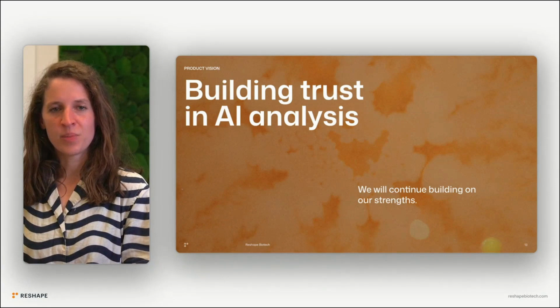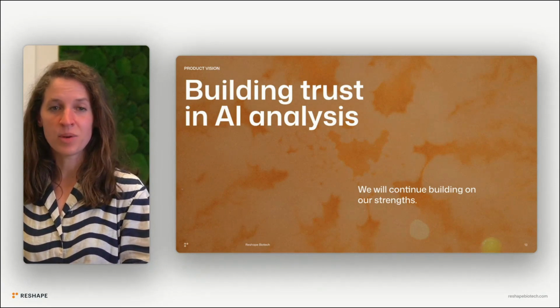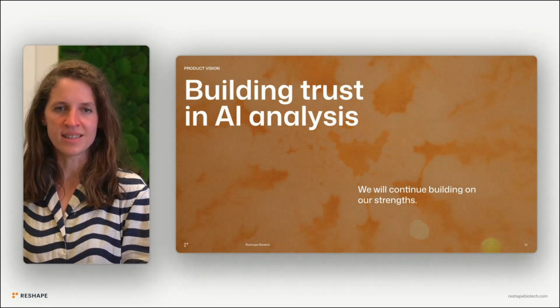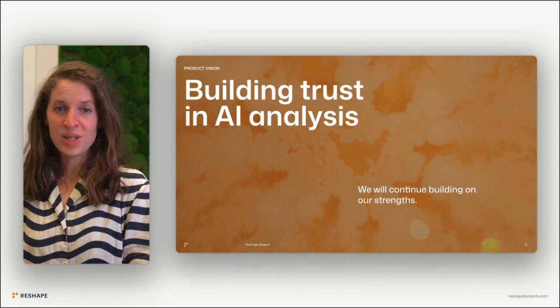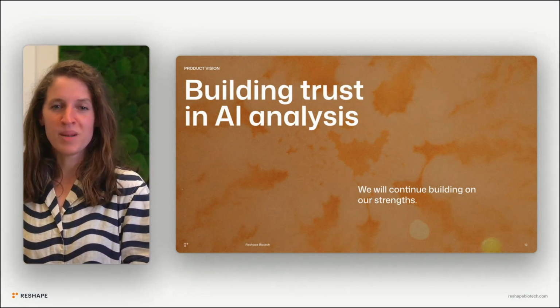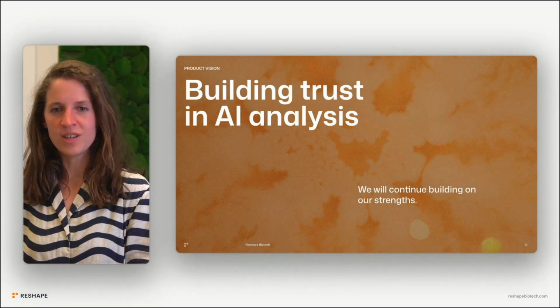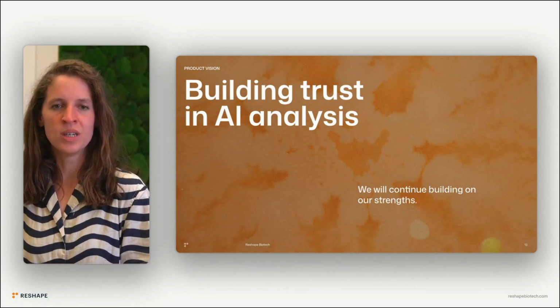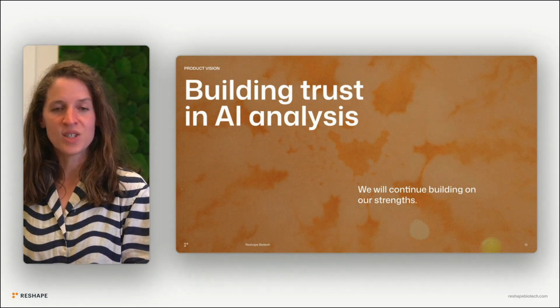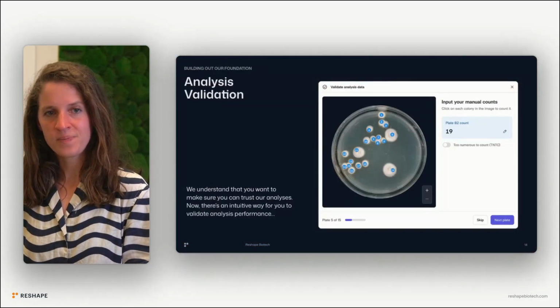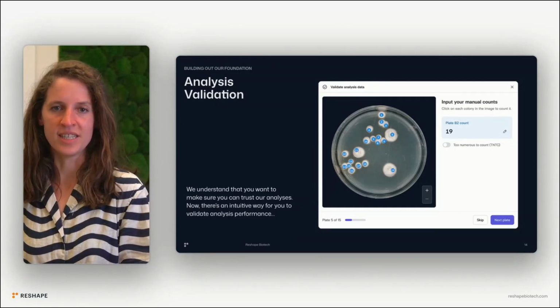Lastly, an important thing for us is to build trust, and probably continue building trust, in AI analysis. AI is starting to be all around us, and probably I'm not the only one that sees it goes wrong every once in a while. And it's important for us that you can trust the analysis we do and have it validated against your own expectations. That's why we built analysis validation.